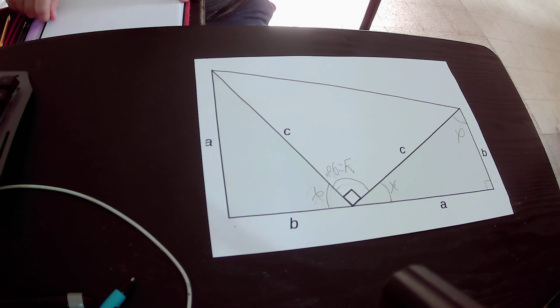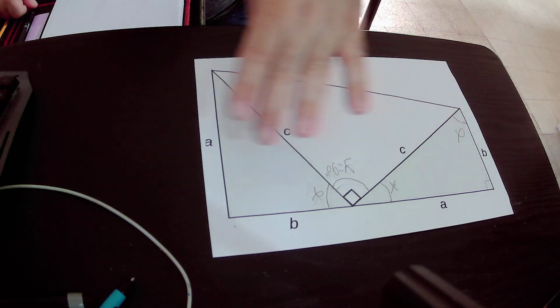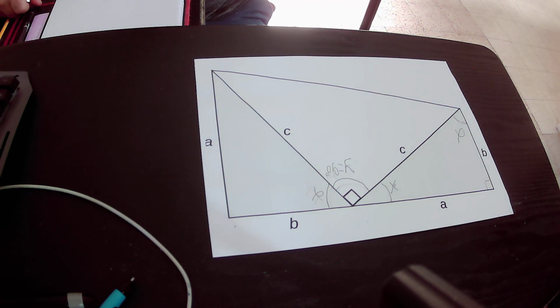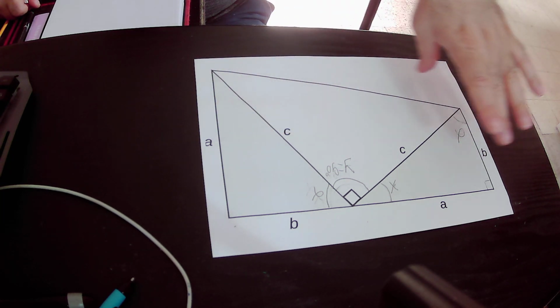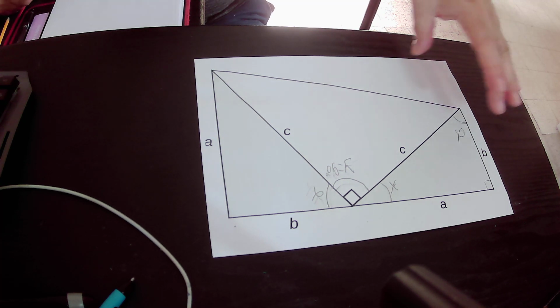Now we can see here a trapeze. A trapeze is a quadrilateral with two sides that are parallel to each other. Side A is parallel to side B, so for that reason this is a trapeze. So we have here a trapeze.